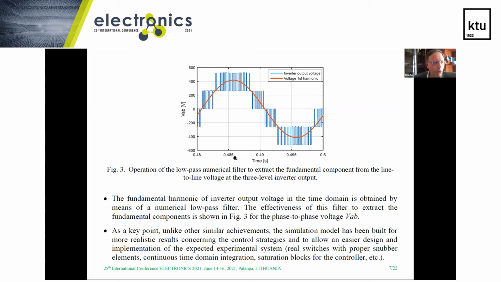In this simulation model, we built a software model with a lot of improvements. For example, we used the real switches with proper snubber elements. We used the continuous time domain integration with variable step. We used saturation blocks for the PID controller.